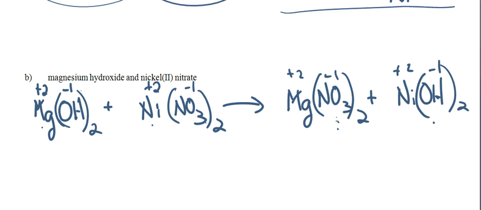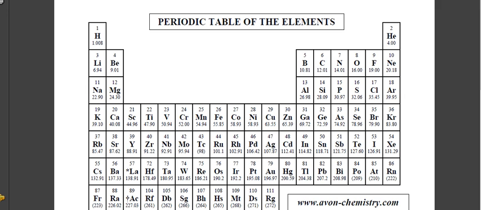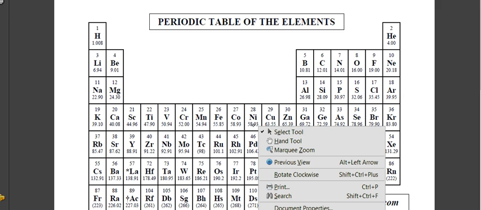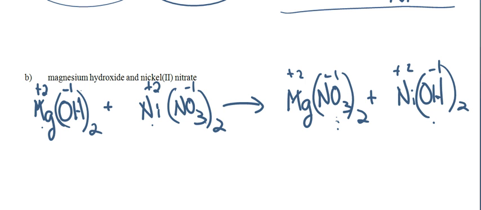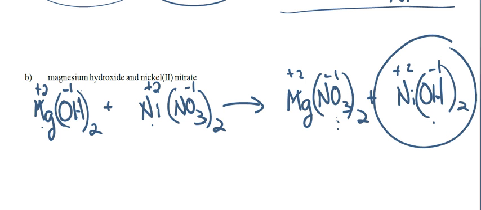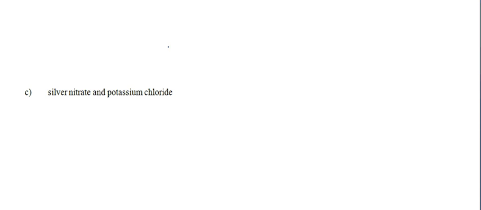Well, nickel just so happens to be right here. So it's not in group 1A or calcium on down, so we do have a precipitate. So circle it and write PPT.